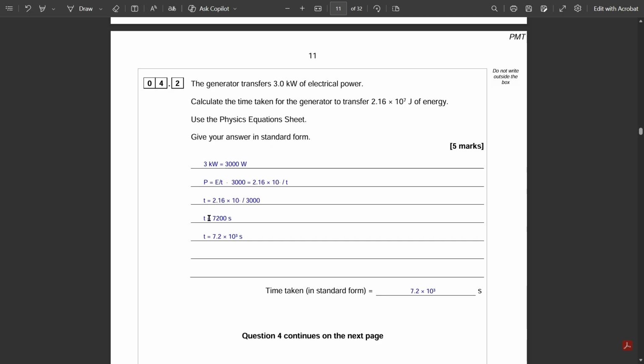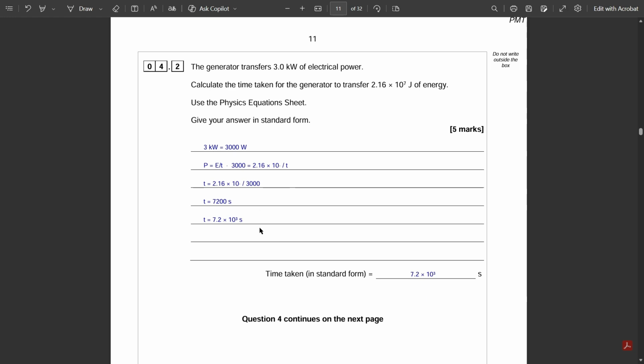And it wants it in standard form, so you need to know a bit of standard form because your calculator wouldn't give 7,200 in standard form, but that's a fairly easy conversion.